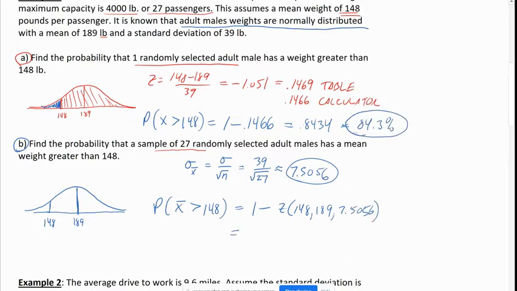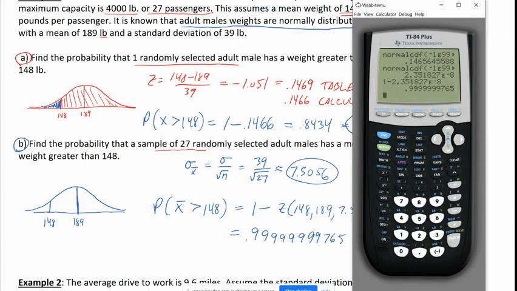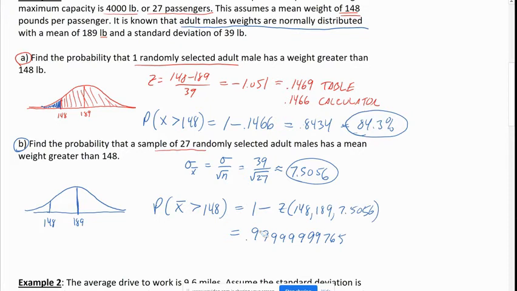That is 0.9999999. I think we need one more 9, and then 765 or something like that. Let's see, what was it? 1, 2, 3, 4, 5, 6, 7 nines, and then 765. So that is very, very close to 100%. Almost 100%, not quite, but very, very close.